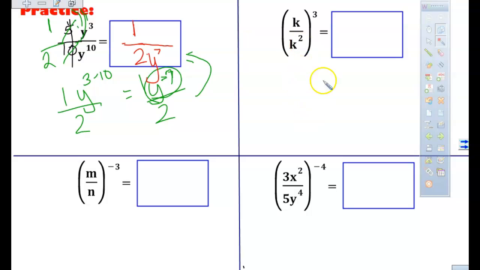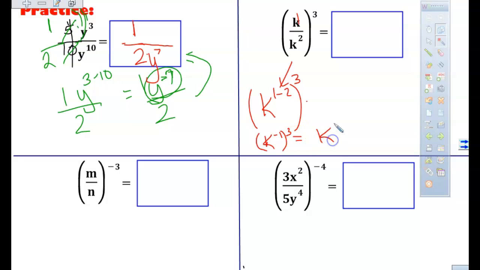All right. So there's two ways of doing this problem. I'm going to show you the first way. The first way is we subtract. If I'm subtracting those, Abby, I'm going to have k to the what? 1 minus 2. All of that's to the third power. If I get that answer as I'm looking at it, Stephen, 1 minus 2 gives me k to the negative 1, and that's raised to the third. So at this point, I have k to the negative 3.